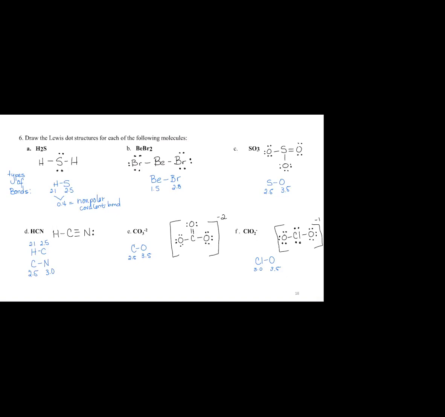Next one, the difference between beryllium and bromine in terms of electronegativity. This is 1.3. So this is a polar covalent bond. For sulfur and oxygen, this is a difference of 1.0. So what kind of bond is it? Excellent, polar covalent.